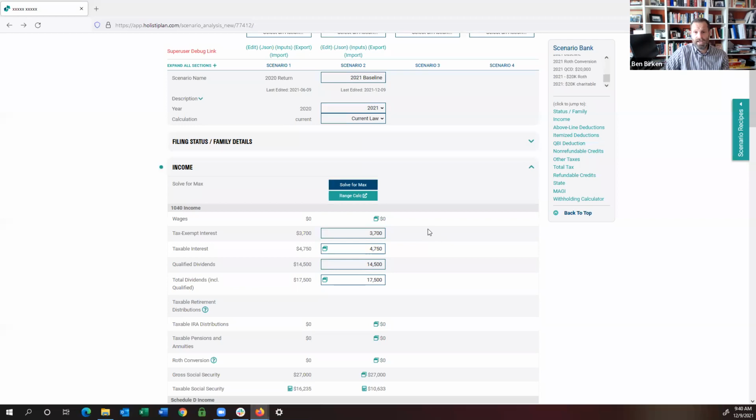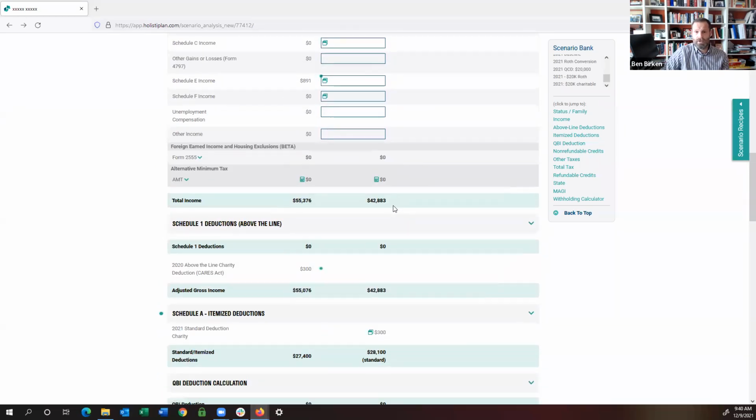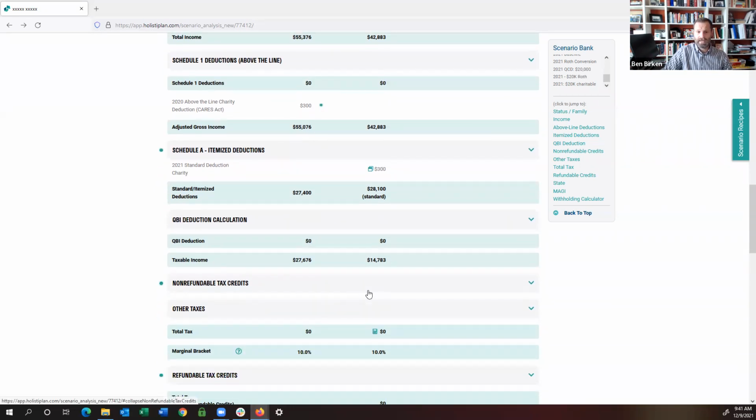Now, you might have already guessed this particular baseline scenario, income's pretty low, right? So total income's only about $43,000 after a standard deduction with a little bit of a charitable deduction. These folks are taking the charitable deduction in 2021 that's available to people who don't itemize. Now, they didn't max it out. They could have done $600. They only did $300. But our taxable income is less than $15,000, right? So that's going to put us in a pretty low tax bracket. In fact, it would put them in the marginal bracket of 10%, but you see total tax is zero.